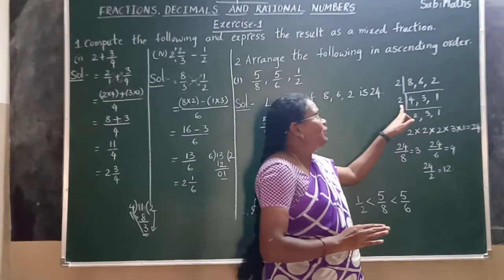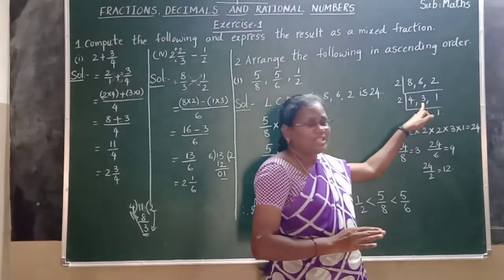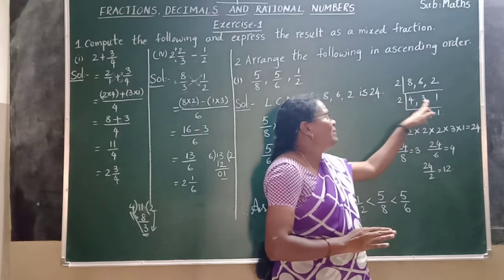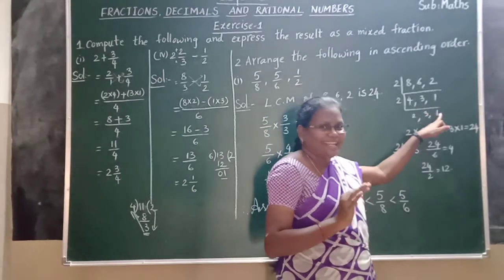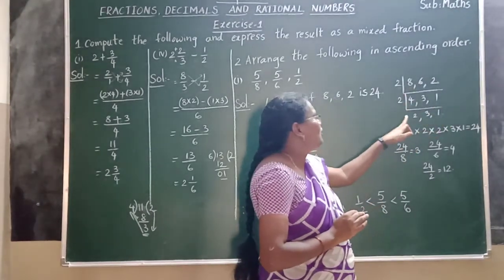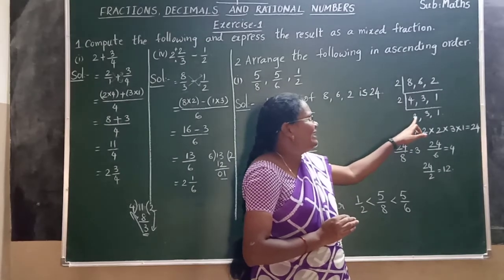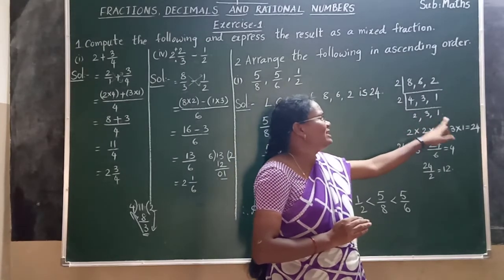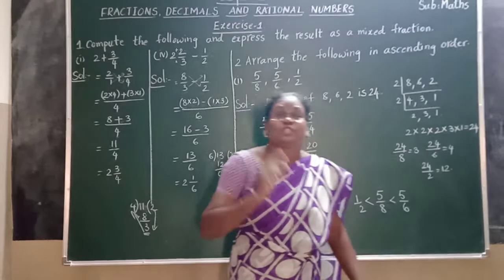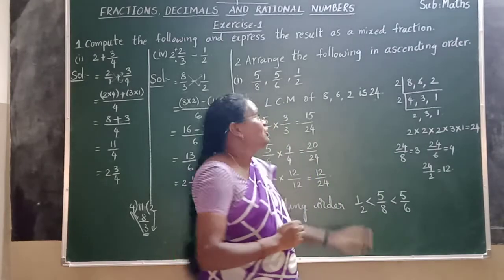2 times. And 2 table in 3 is going? No, not going, same, right, as it is. 2 table in 1 is going? Not going, right, as it is. 2 into 2 into 2 into 3 into 1. 2 2s are 4, 4 2s are 8, 8 3s are 24, 24 1s are 24. LCM is 24.